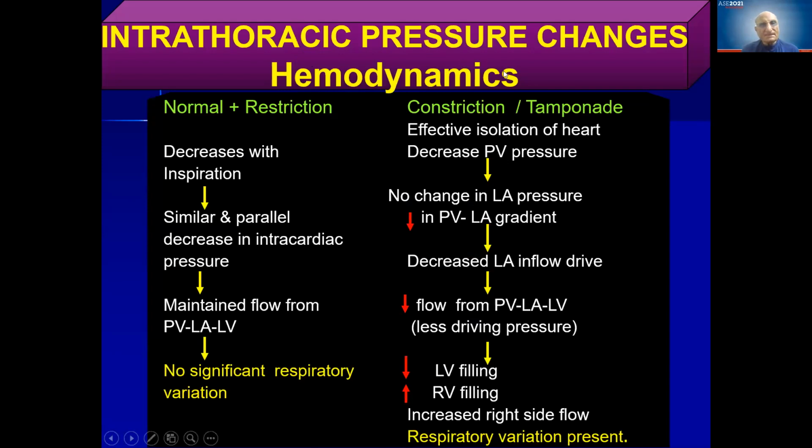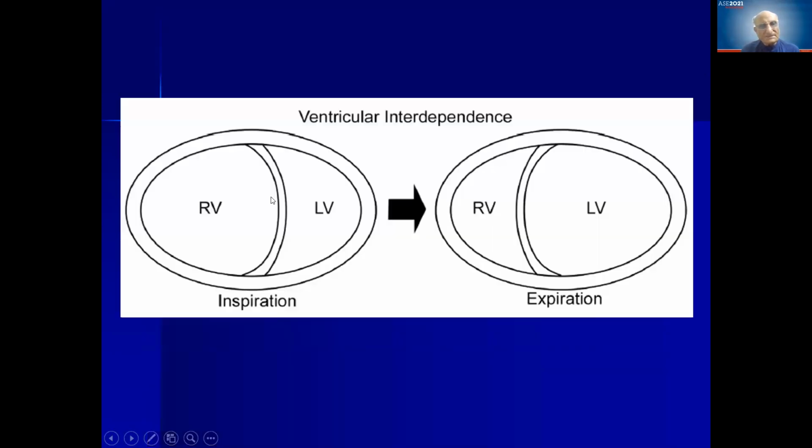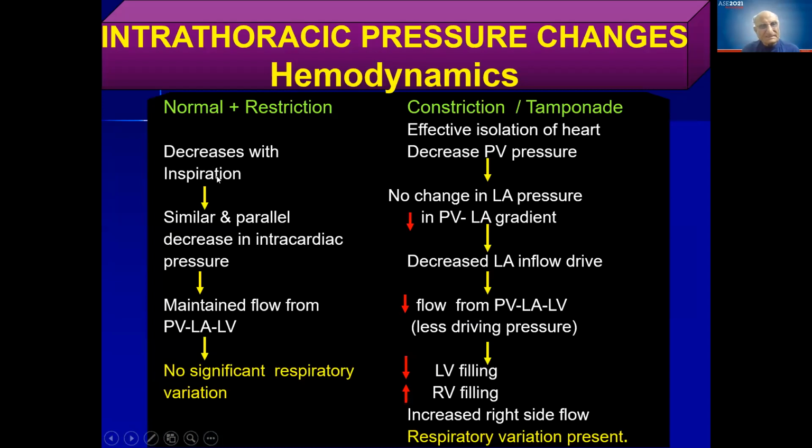Say intrathoracic and the intracardiac pressure. In a normal individual, during inspiration, the intrathoracic pressure tends to decrease, and there is a similar decrease in all intracardiac pressures. So if the pulmonary venous pressure decreases, all the pressures decrease. When all the pressures decrease, there is a maintained flow from pulmonary vein to LA to LV. So when the pressures are similar in all the chambers, the normal filling is from pulmonary vein to LA to LV, and there is no significant respiratory variation.